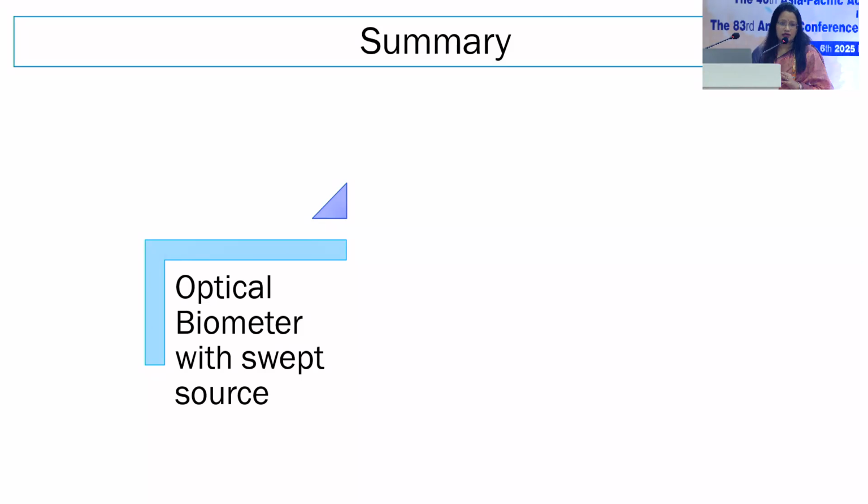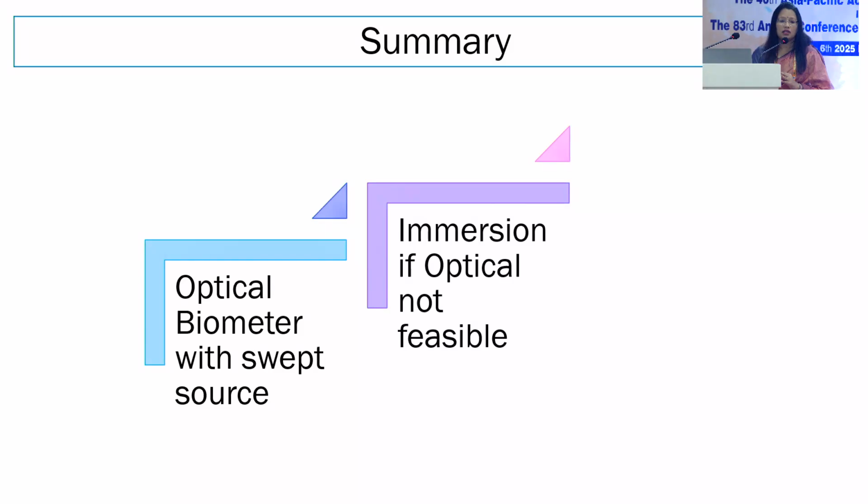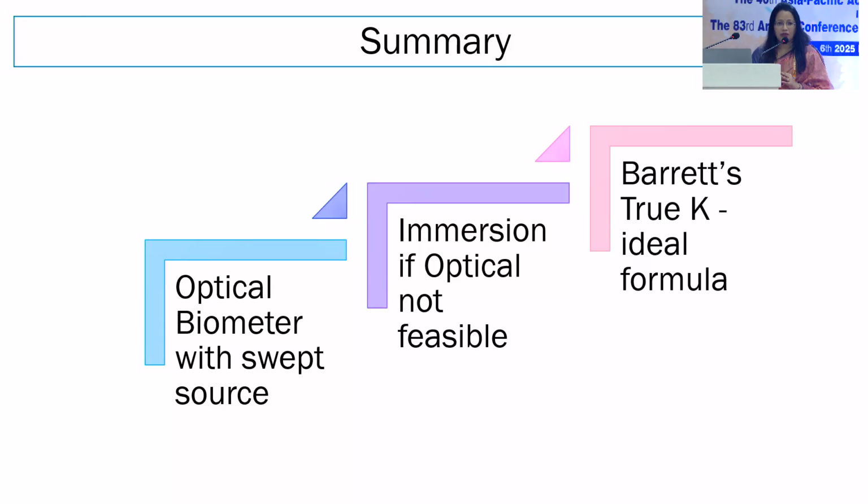So to summarize, I would say that optical biometer with swept source is the answer for the best of your readings. But if it is not available or you are unable to perform it, go for immersion biometry, and then Barrett's formula online, Barrett's 2, is a good formula to use in all such eyes.